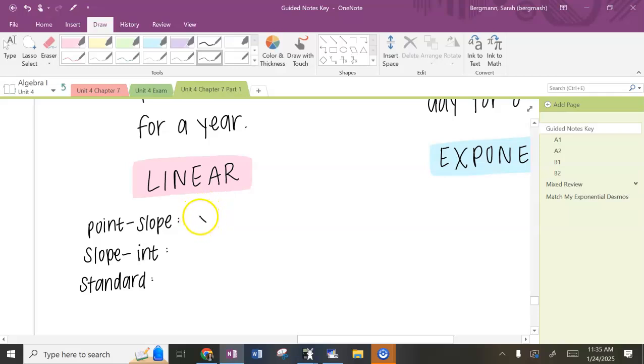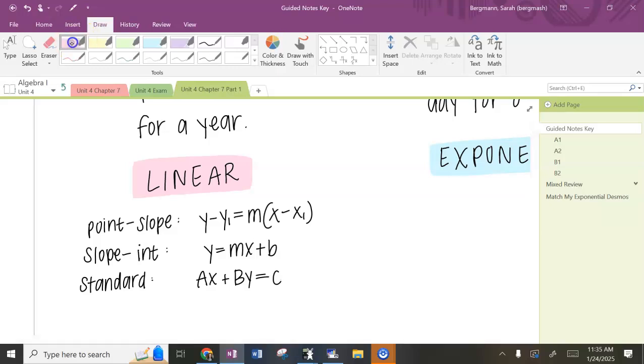As a reminder, point-slope is y minus y1 equals m times the quantity x minus x1. Slope-intercept is y equals mx plus b. And standard is ax plus by equals c. Each one is helpful in a different scenario, but for this scenario, we would be best to represent it with slope-intercept form. In slope-intercept form, you have to fill in the slope and the intercept.